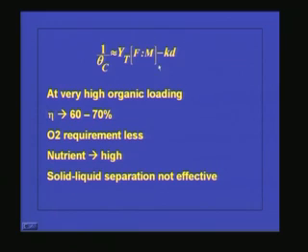So, the loading is based upon this F to M, and we can find out the efficiency of the system. At very high organic loading, that means a very high F to M ratio, the efficiency will decrease. The efficiency will be only 60 to 70%. And if you go for a high F/M ratio, the oxygen requirement is less. The reason is the process will be working as a high rate activated sludge process. That means the entire system will be in the log growth phase. In the log growth phase, the oxygen requirement is less and the sludge production will be maximum.